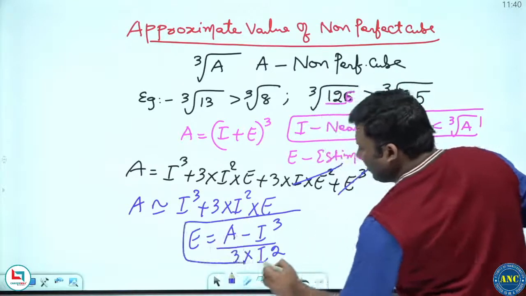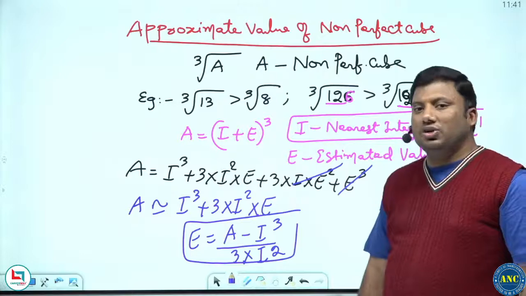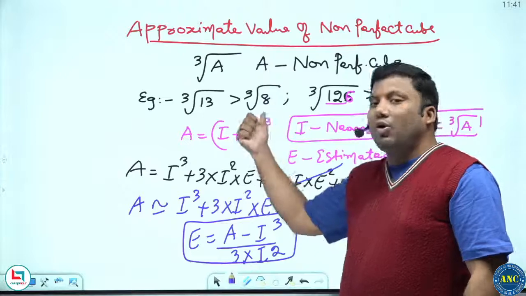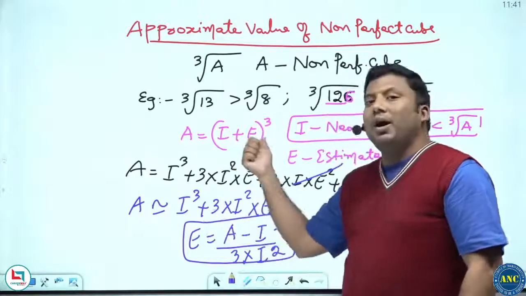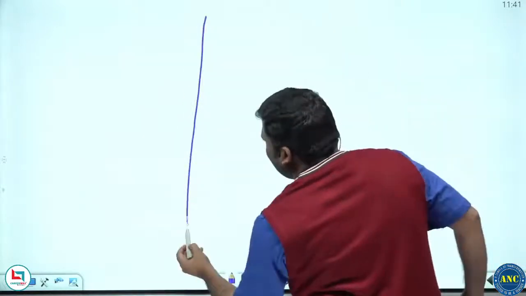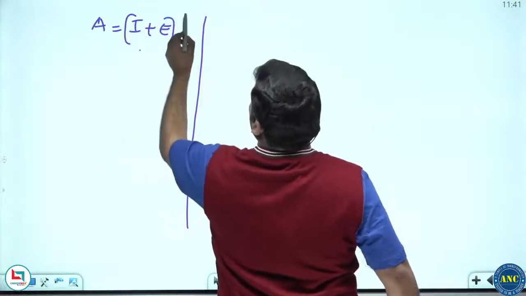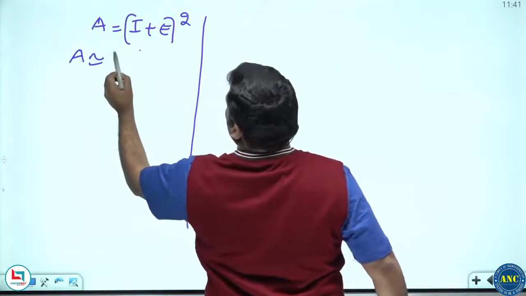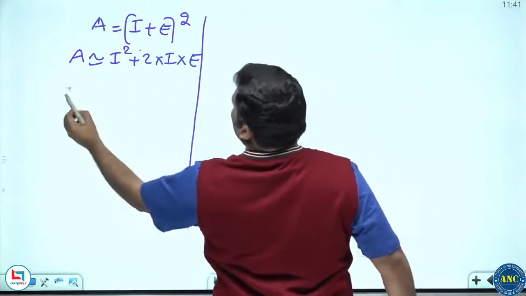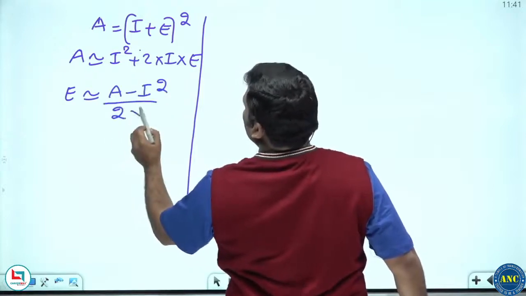I hope the concept is clear. e is a minus I cube divided by 3 into I square. Same thing I did: if it is a non-perfect square, I did (I plus e) whole square, and if it is a cube, I did (I plus e) power 3. So we will write down here, then you will be able to understand everything. a is (I plus e) whole square, so a is approximated to I square plus 2 into I into e. e is a minus I square divided by 2 into I.